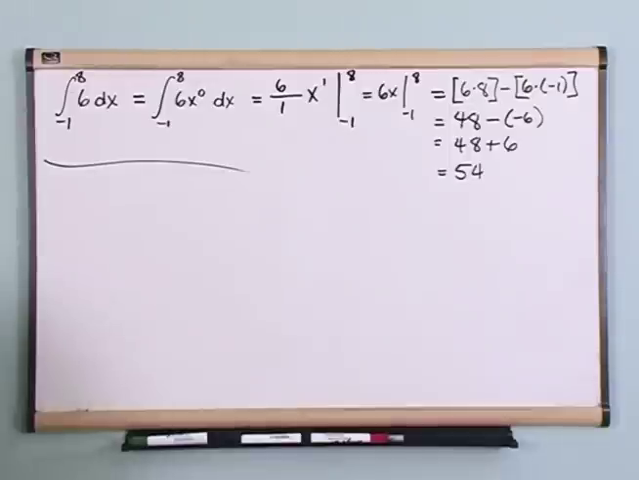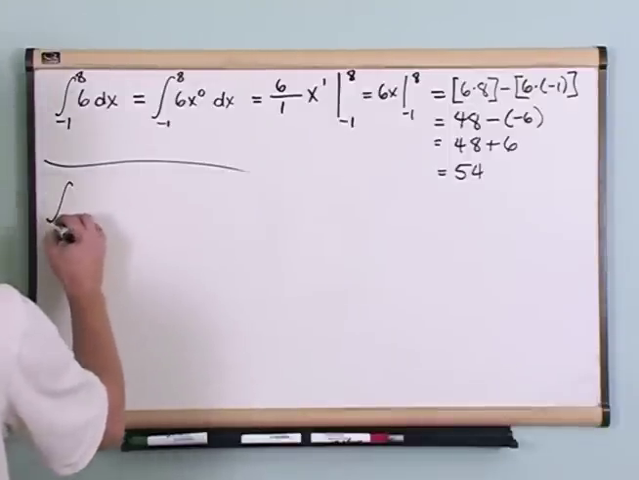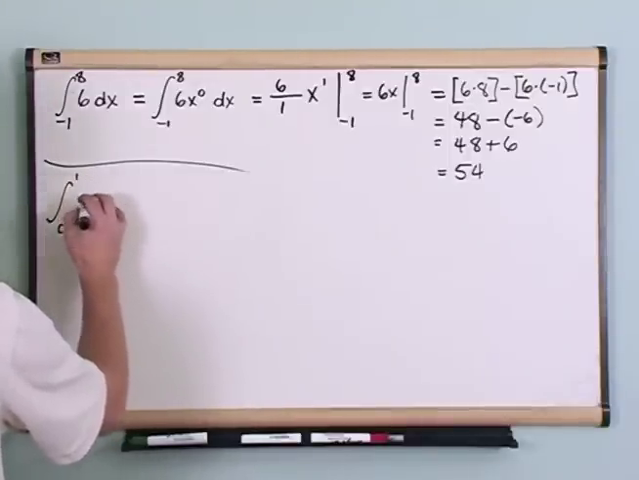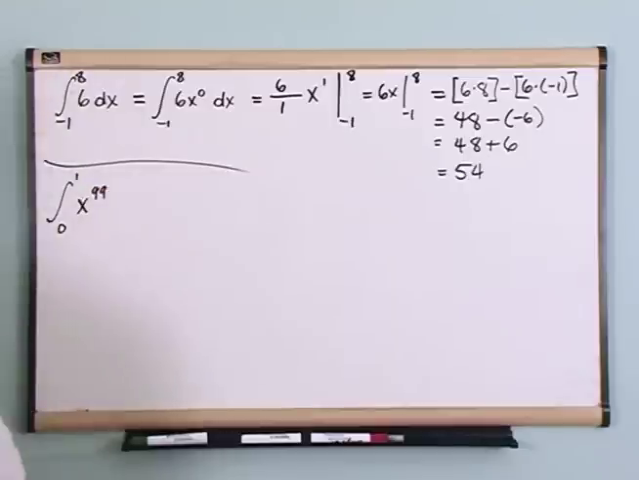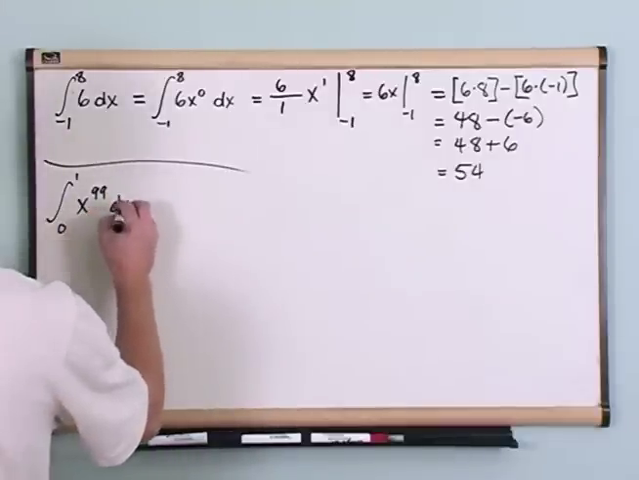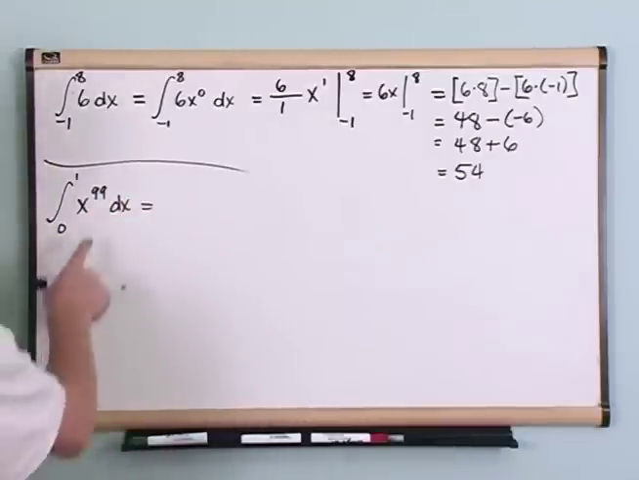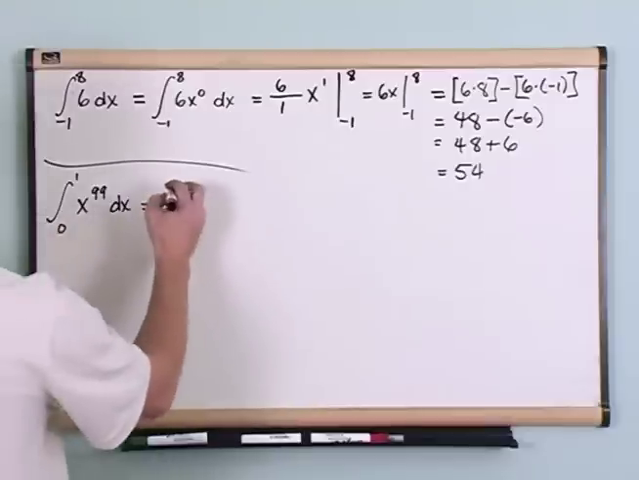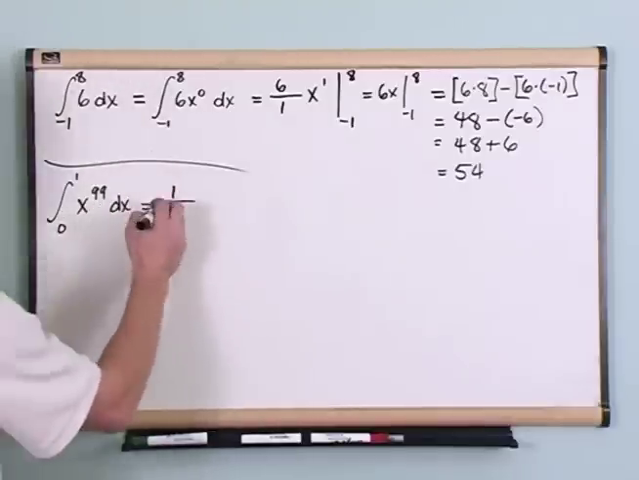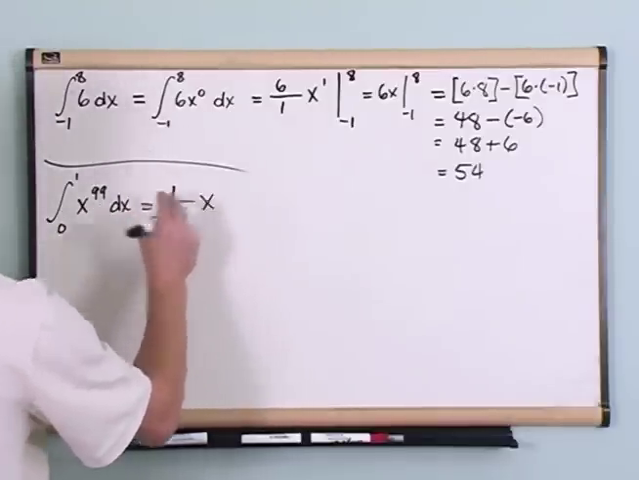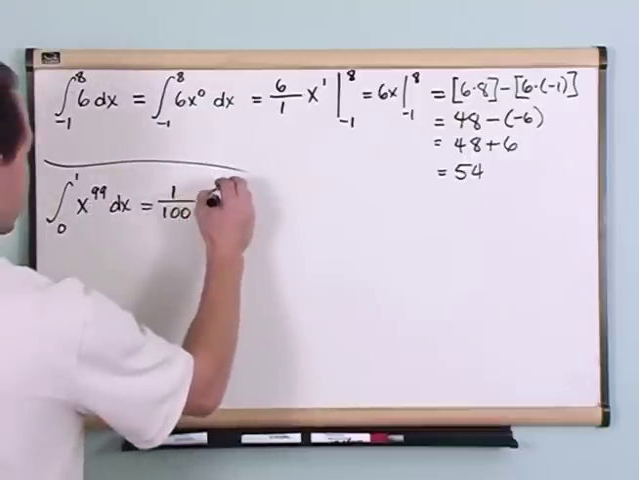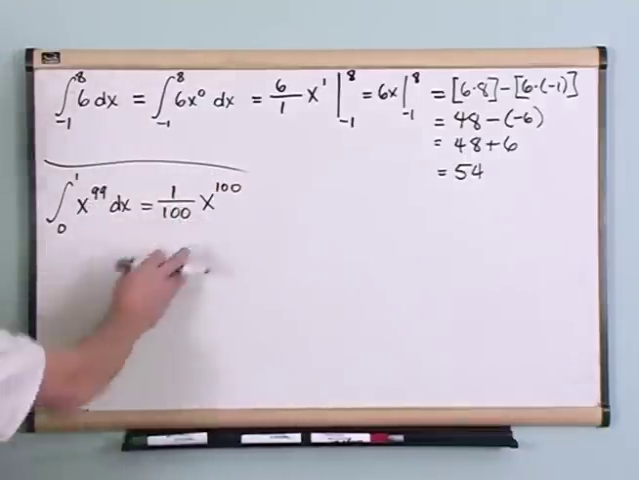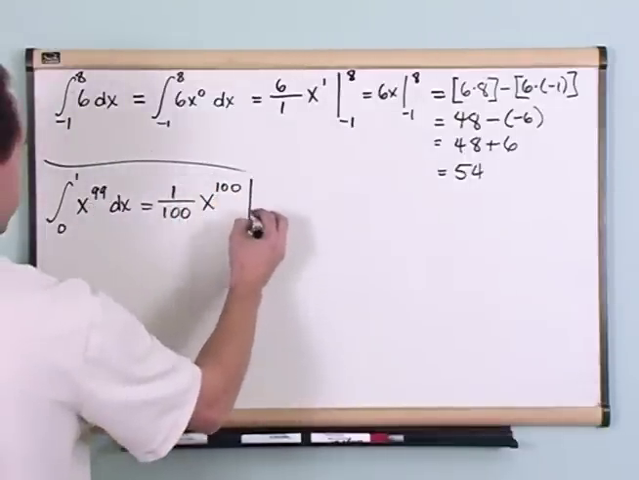Let's go on to another problem. The integral from 0 to 1 of x to the 99th power dx is equal to, we already know how to integrate this. It's 1 over 99 plus 1 is 100, times x to the 99 plus 1 is 100th power. This is just the formula we've used, evaluated from 0 to 1.